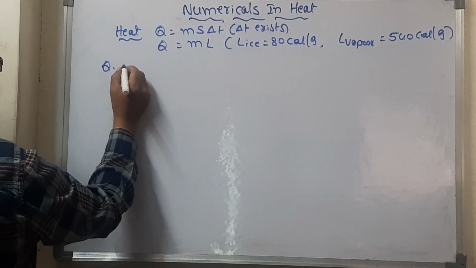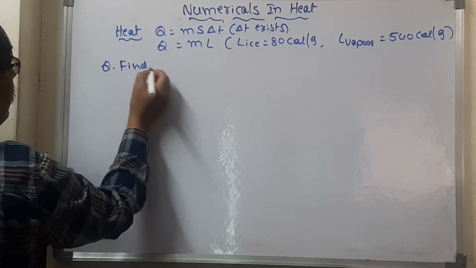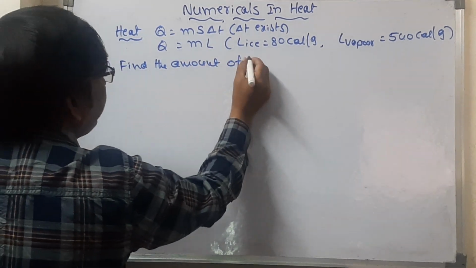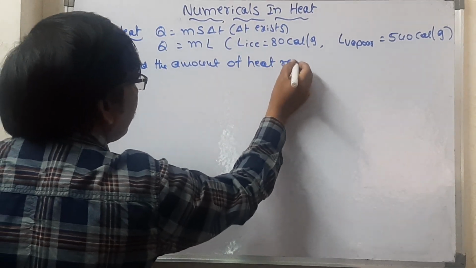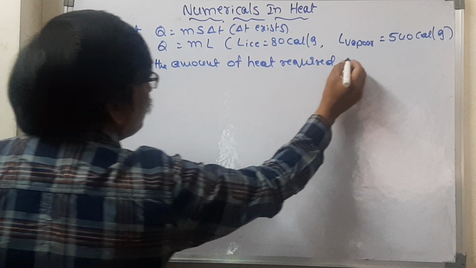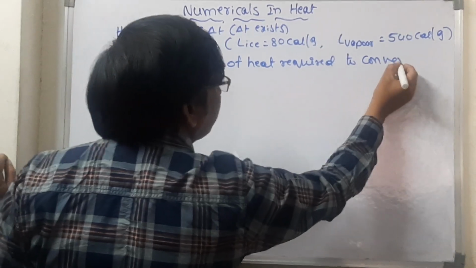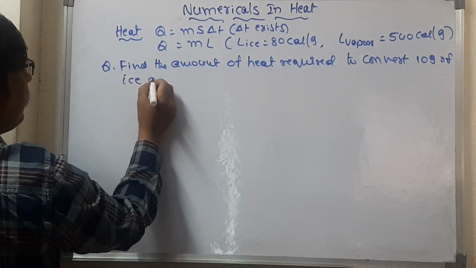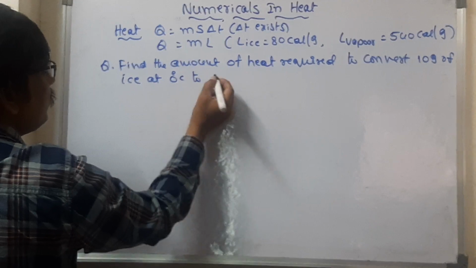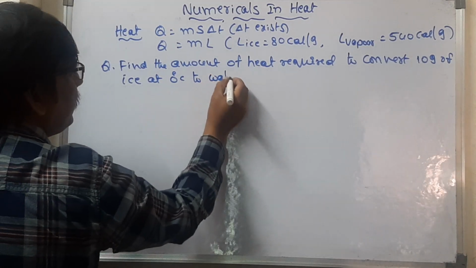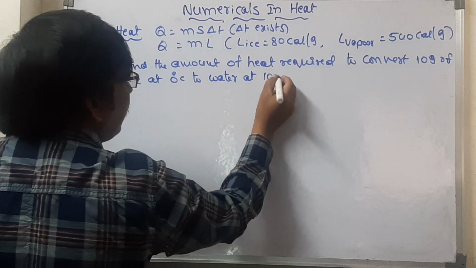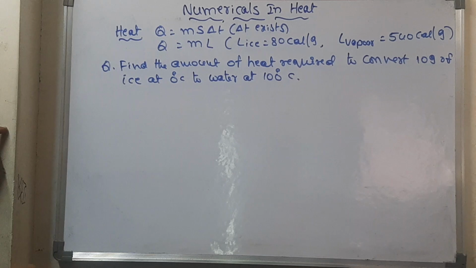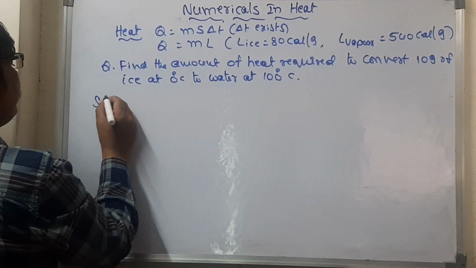And the first question is: find the amount of heat required to convert 10 grams of ice at 0 degree Celsius to water at 100 degree Celsius. This is the question given. Okay, and now let us see the solution.